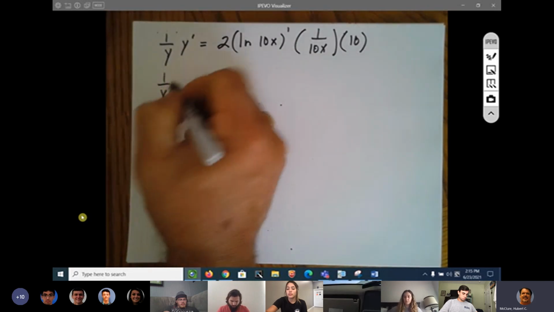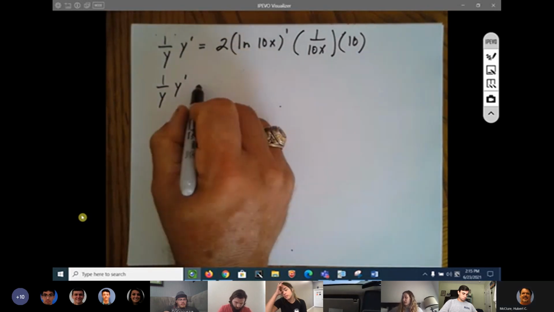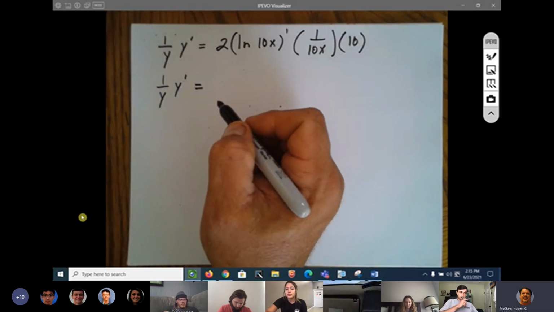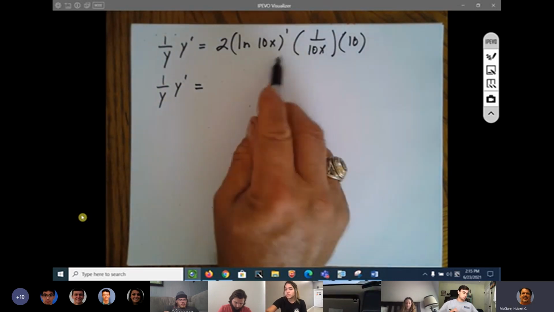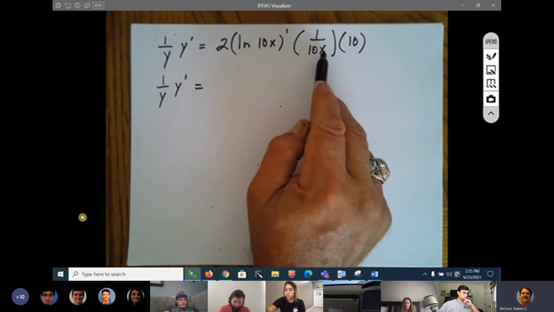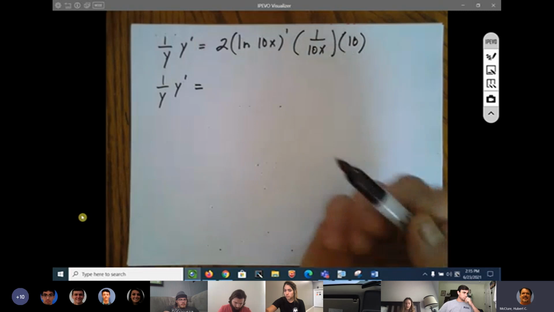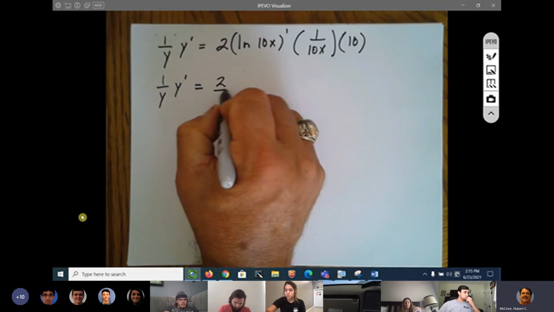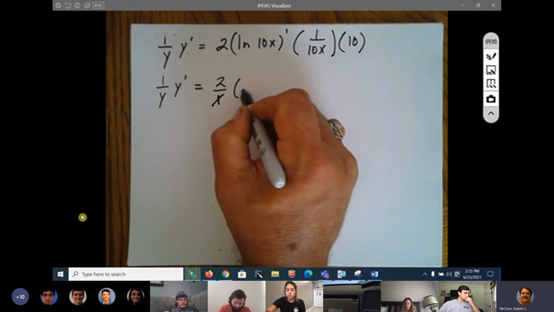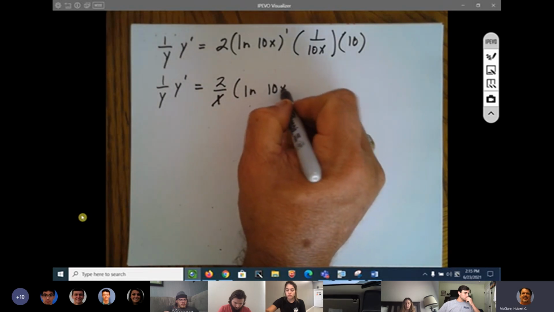One over y prime is equal to, well, that's going to just come down to, let's see, 10 over 10x is left with 1 over x. 1 over x times 2 be 2 over x times natural log of 10x.